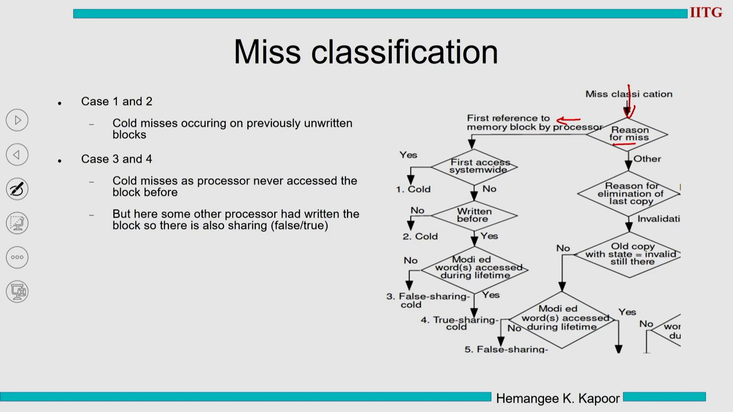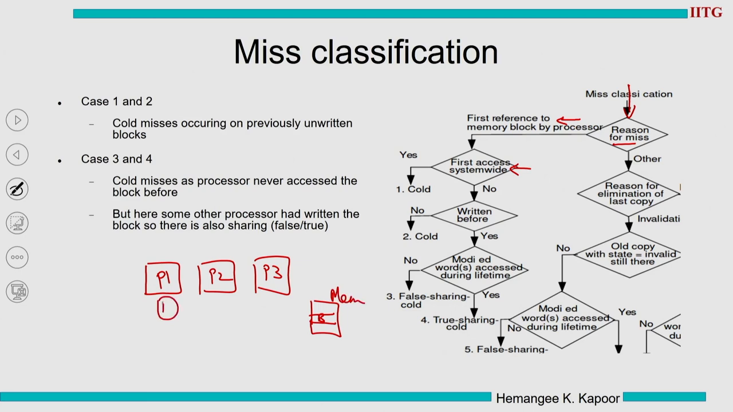Then I have another decision box which says, is it the first access to this block system-wide? That is, no other processor in the system has accessed it, right? So when I say system-wide, you have, say, three or four processors, and a block B sitting in the memory. Suppose P1 accesses B and nobody has accessed B till now in the system. That's the meaning of first access system-wide.